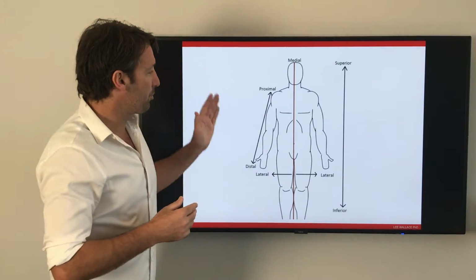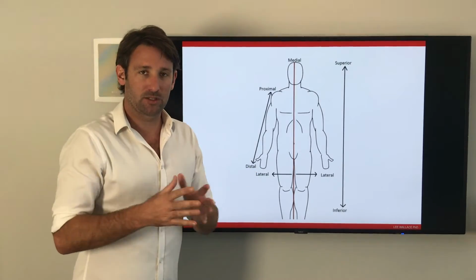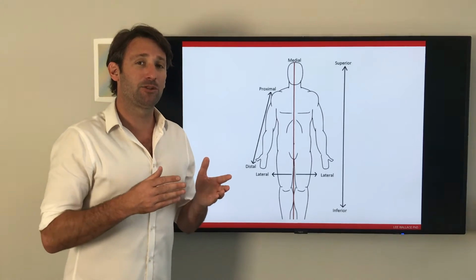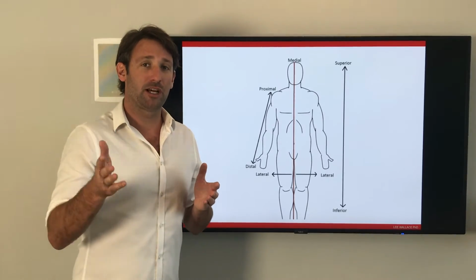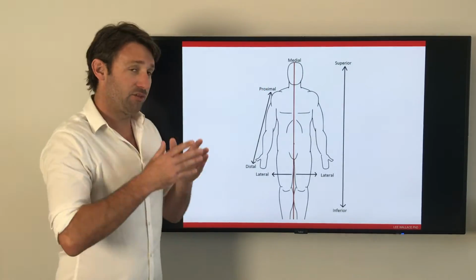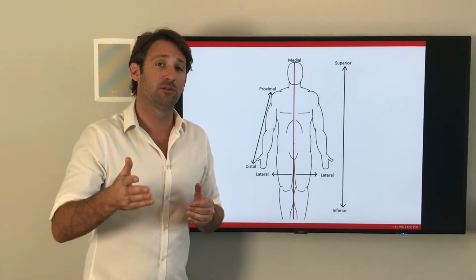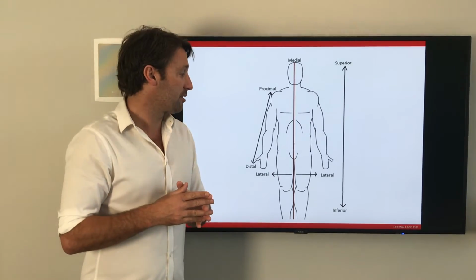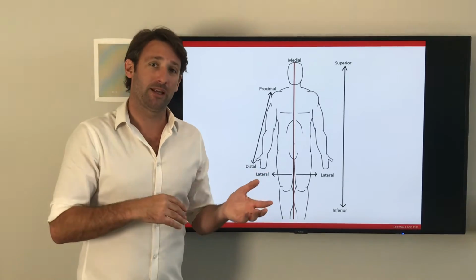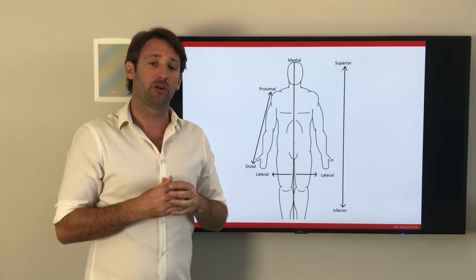Now, when we use the words proximal and distal, we refer these mainly to the limbs, right? So proximal means closer to the point of attachment or the trunk, and distal means further from the point of attachment or the trunk. So proximal to distal. Give an example how these might be used. You might say that the hand is distal to the elbow, or you might say that the elbow is proximal to the hand. They can be used in either context, just depending on which one you're referring it to.